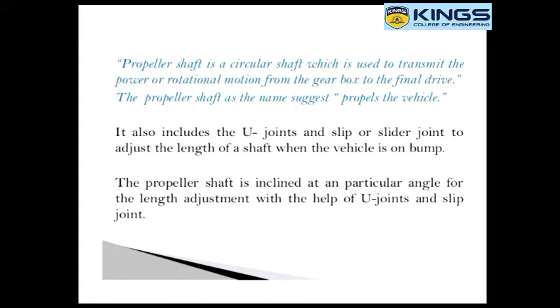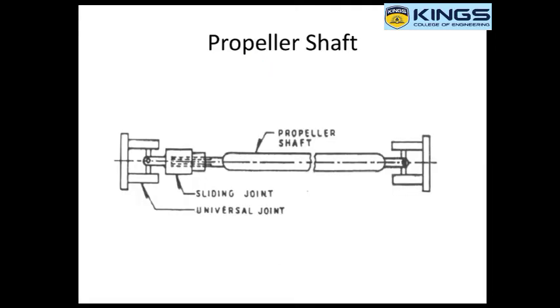It consists of two universal joints for angular power transmission and a slip joint to adjust the length of the shaft. This is the line diagram of the propeller shaft. There are two ends, two universal joints, and one sliding joint. The universal joint is used to transmit the power in angular direction, and the sliding joint is used to adjust the length of the propeller shaft.